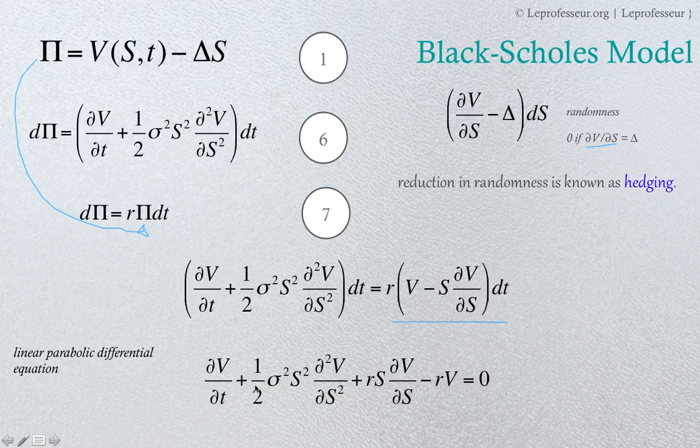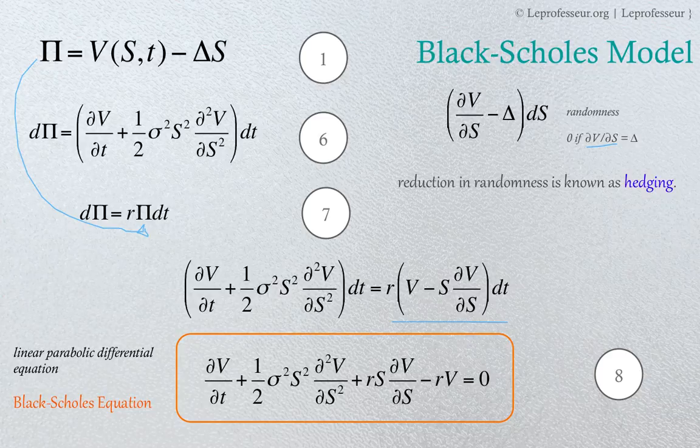Okay, and this equation, equation number 8, is known as the Black-Scholes equation. It's a very simple equation and a very simple way of understanding the concept of the Black-Scholes model.